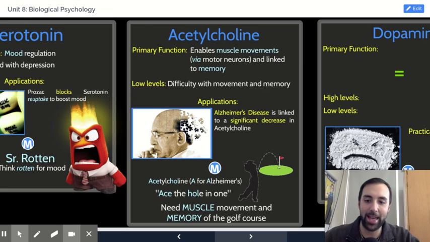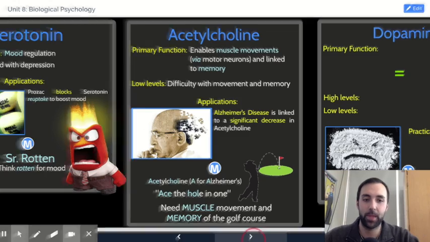And when I say that phrase, ace the hole in one, I always think of golf because in order to get a hole in one in golf, two things need to happen. One, you need to be able to move. Acetylcholine enables muscle movement. And two, you probably need to know what the course looks like or the hole looks like beforehand. So you're going to need memory of the course. So the two primary functions of acetylcholine, movement and memory, connect to the ACE, the hole in one mnemonic. Additionally, always connect the A in acetylcholine and the A in Alzheimer's. That is a question that you'll see on the multiple choice.